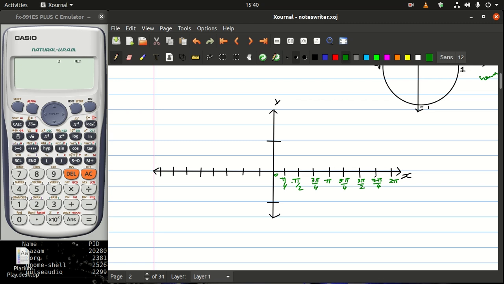This side we just have the negative of these numbers, so you're going to have negative pi over 4, and then negative pi over 2, and then negative 3 pi over 4, and then negative pi, and then negative 5 pi over 4, and then negative 3 pi over 2, and then negative 7 pi over 4, and here negative 2 pi. And of course we can continue that way. That's what this arrow is all about, that way and that way.